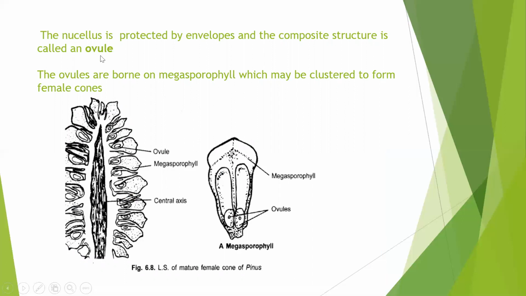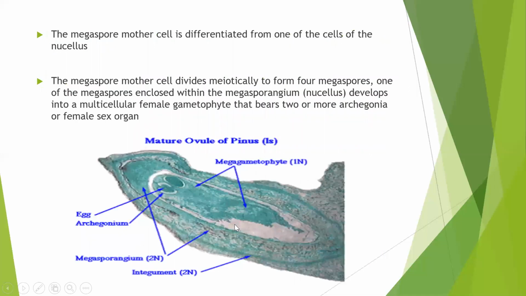Now, the nucellus cells are protected by envelopes, and form a composite structure called ovule. In other words, the ovule is made up of nucellus cells. And as I told you, the ovules are present on the megasporophyll. What is ovule? Just now I told you, the nucellus cells combinedly form an ovule.